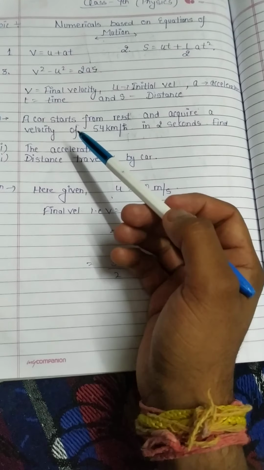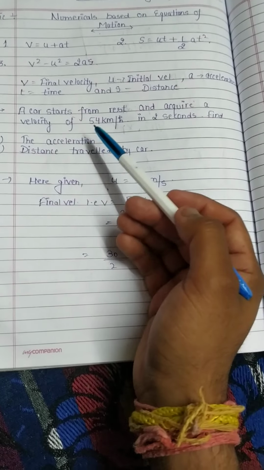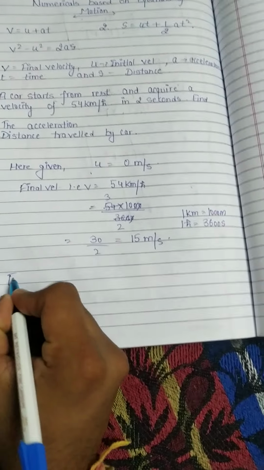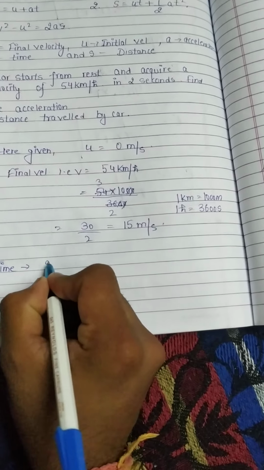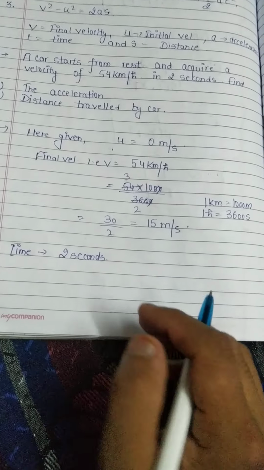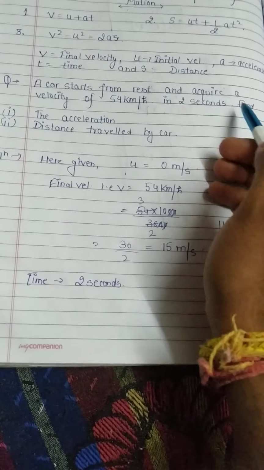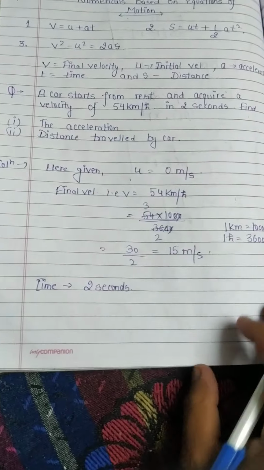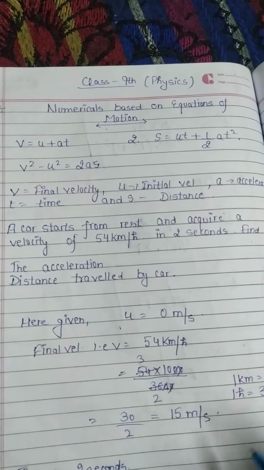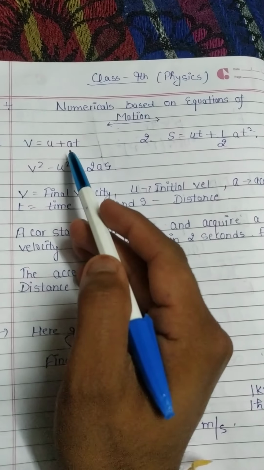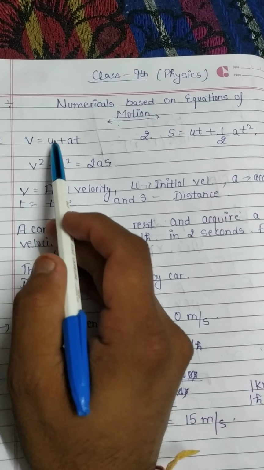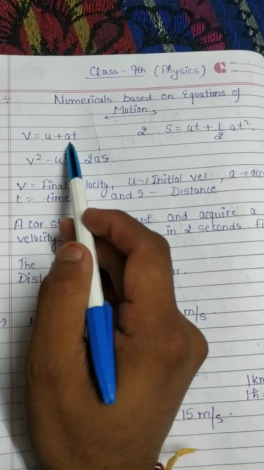Now again reading the statement, acquires a velocity of 54 km per hour in 2 seconds. So here one more thing is given, that is time. So time is 2 seconds, and we know that the SI unit of time is second, so we don't have to change this unit. Now first thing we have to find is the acceleration. So your first case is acceleration. Now by using these equations, see in the first equation v equals u plus at, where a is acceleration. So if we know v, u and t, we can calculate a from here.